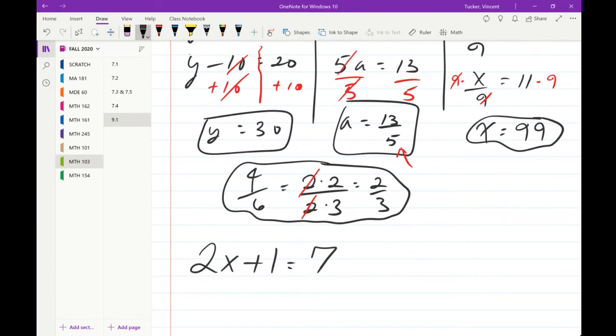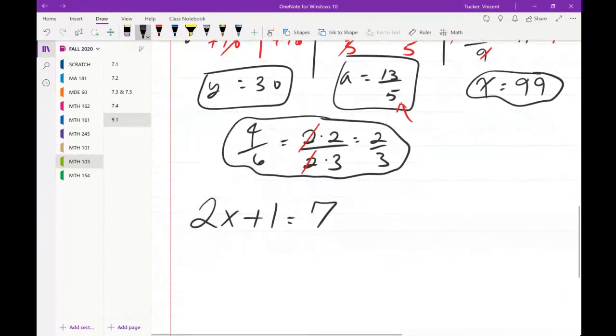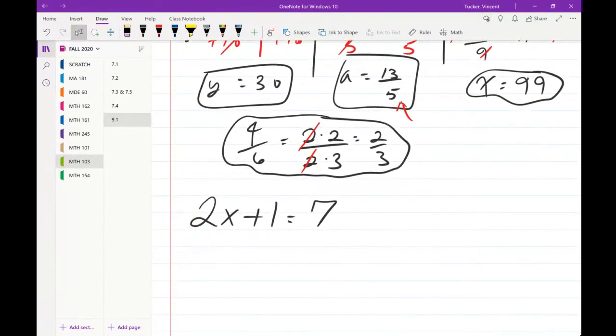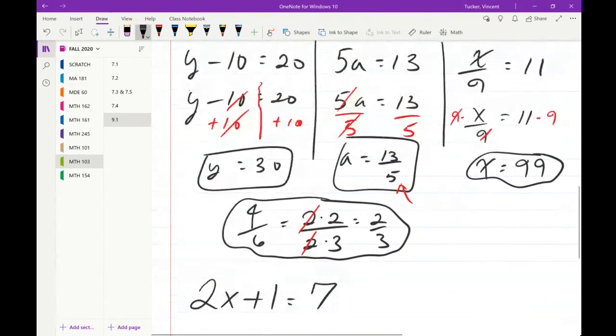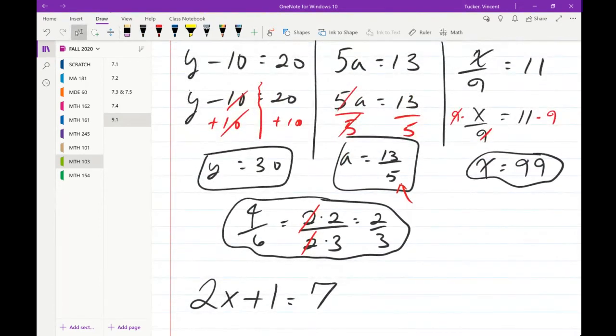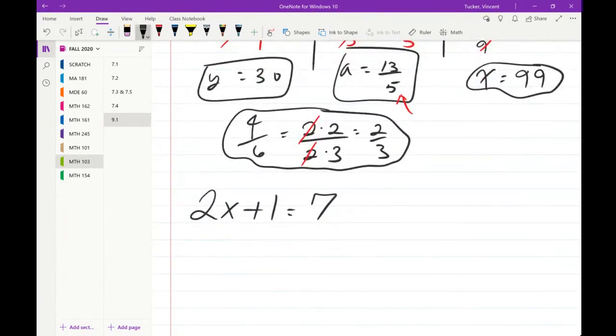All right, so if I have 2x plus 1 equals 7, the most efficient move to make here is to, well, first recognize that there is more than one operation being applied to the x. Before, all we had was y minus 10, 5 times a. Here we have 2 times x plus 1. So we have the 2 and the 1 that we have to move to the other side of our equation in order to get our x by itself. So the most efficient move is to move the, not the 2, the 1 first.